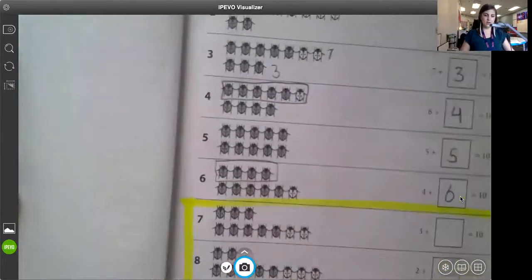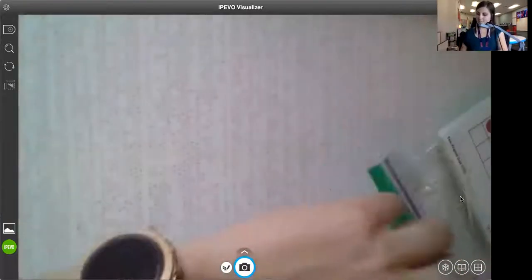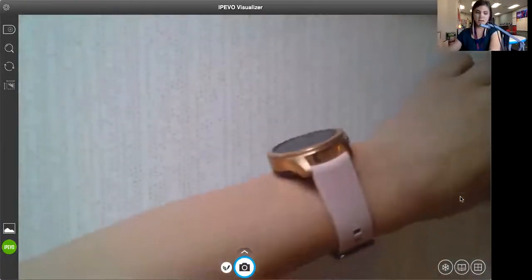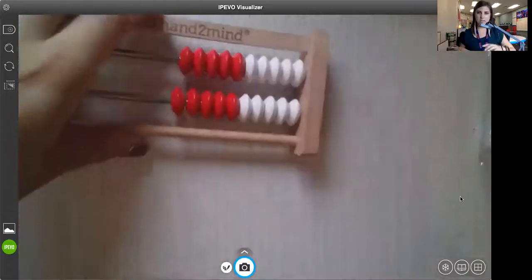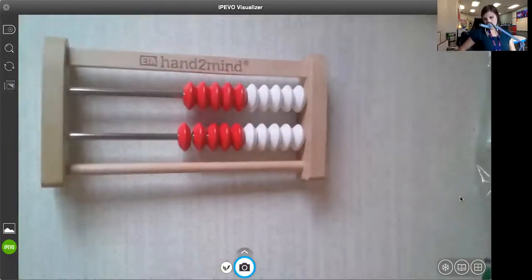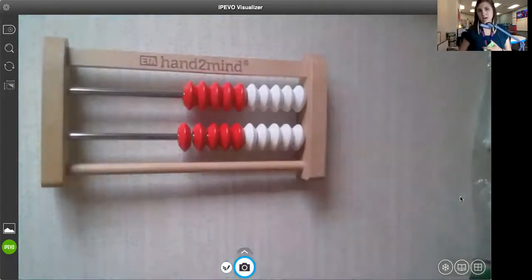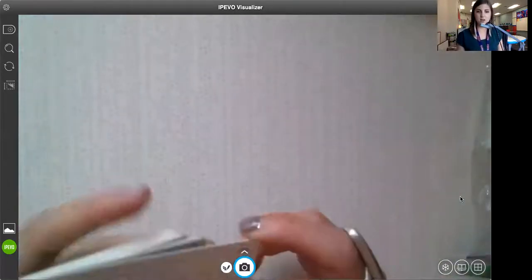So let's move on. I'm going to set this to the side. I'm going to introduce something else. So we saw our number rack, right? We were introduced to the number rack the other day. Now we're going to be introduced to 10 frame dot cards.